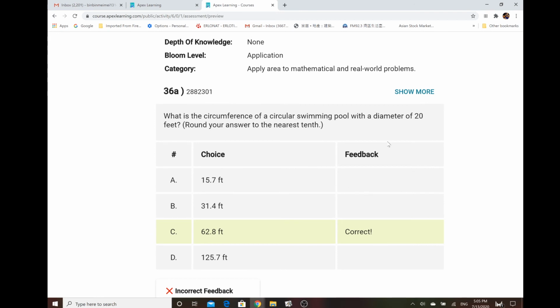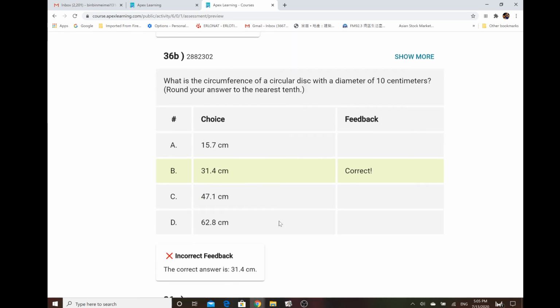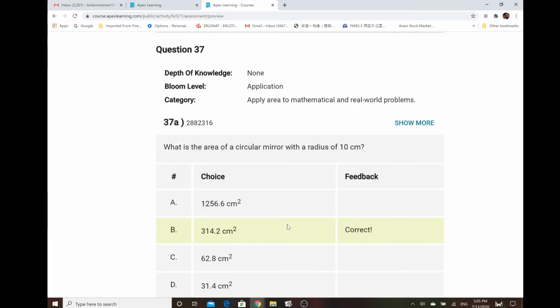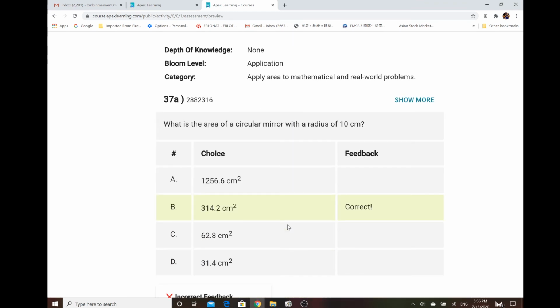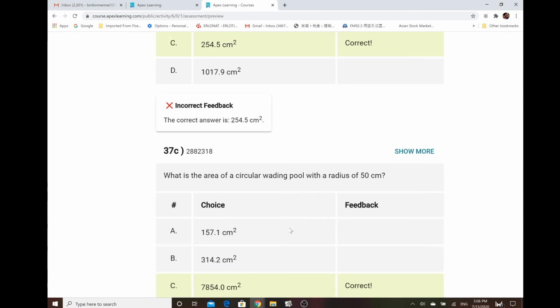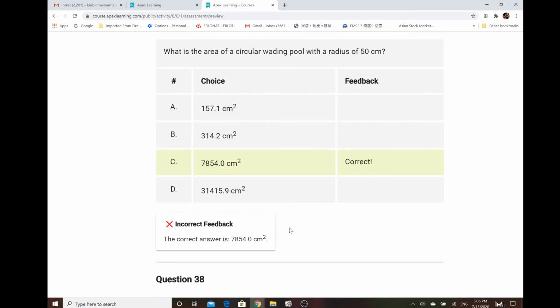What about if that's given with the diameter? So it's pi times d. The diameter is twice as much as the radius. So 3.14 times 20, so you get 62.8 feet. So pi times d, 3.14 times 10, 31.4 centimeters. Similar, so 37. What's the area of a circular mirror with a radius of 10 centimeters? Okay, this one, just find the area of the circle, so pi r squared. Pi r squared again. It's always the same kind of problem. It's like a repetition here.